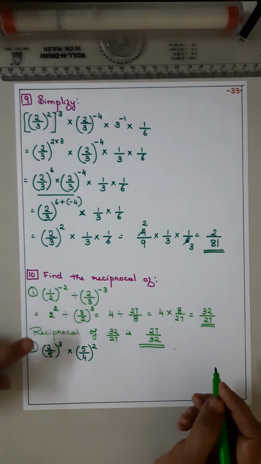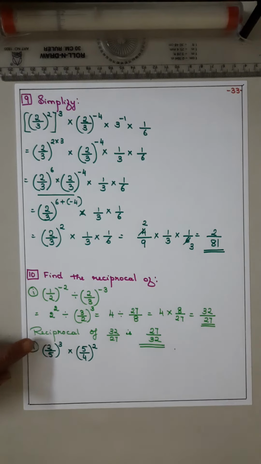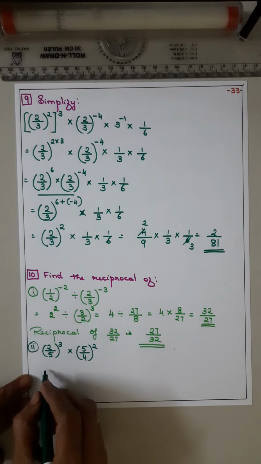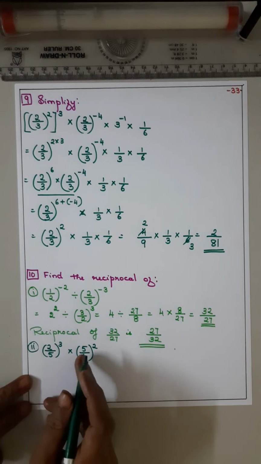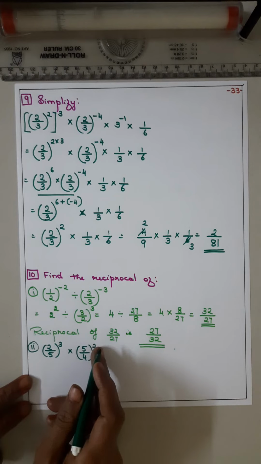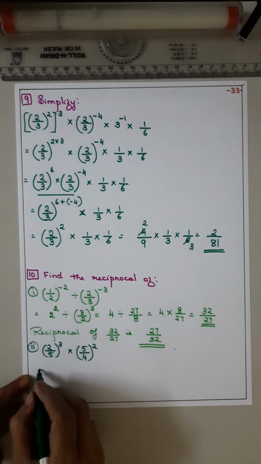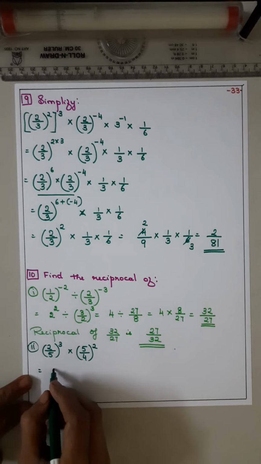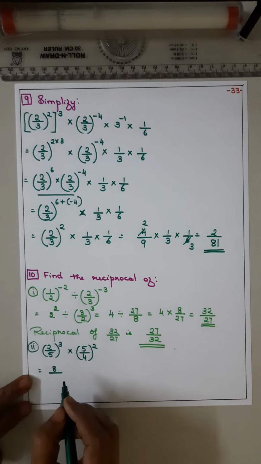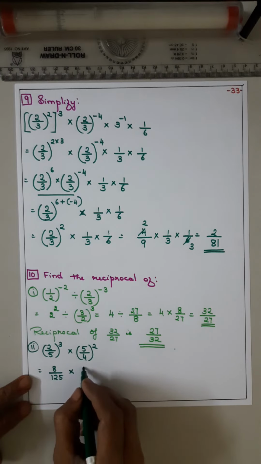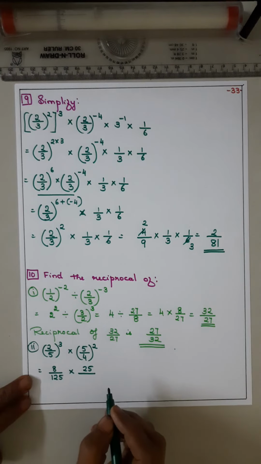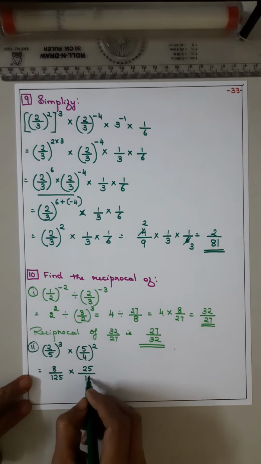तो पहले क्वेश्चन को सॉल्व करने का है, फिर उसका रेसिप्रोकल लिखने का. चलो नेक्स्ट क्वेश्चन नंबर 2. It is (2/5)^3 into (5/4)^2. So find the value. 2 cube. 2 2s are 4, 4 2s are 8, 5 5s are 25, 25 5s are 125. Now 5 squared, 5 5s are 25, 4 squared, 4 4s are 16.